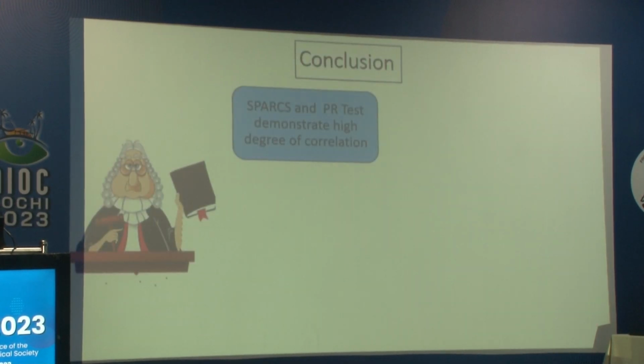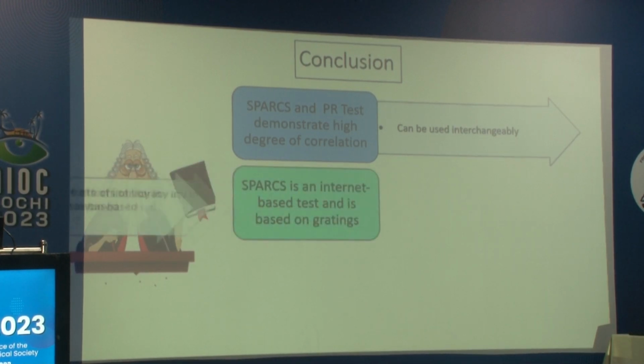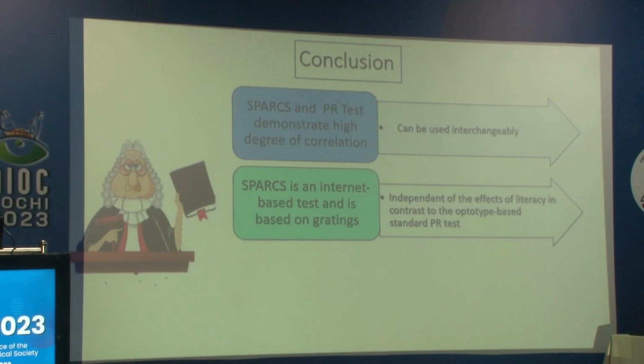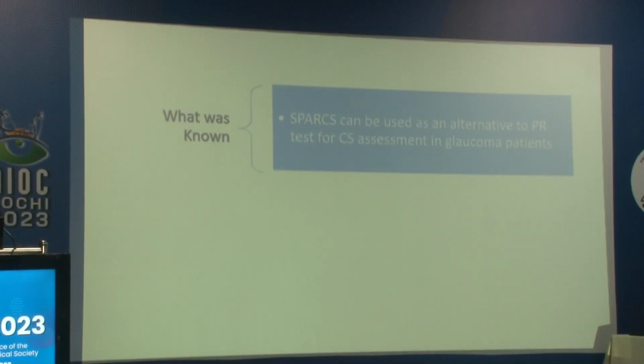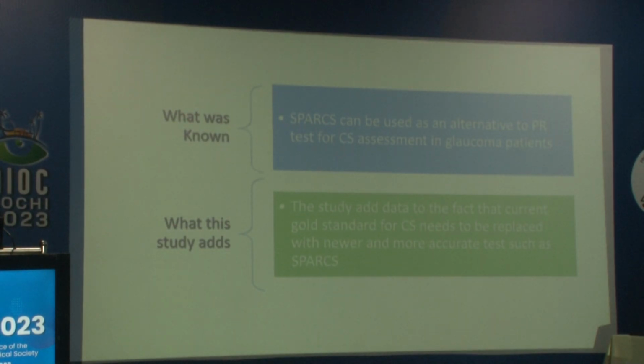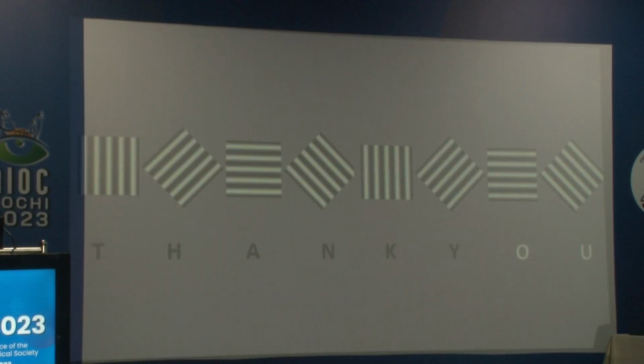So we conclude that Spaeth and Pelli-Robson tests demonstrate a high degree of correlation and can be used interchangeably. Spaeth is independent of the effect of literacy in contrast to the optotype-based Pelli-Robson chart, and Spaeth measures both central and peripheral contrast sensitivity, which is better for glaucoma patients with peripheral visual field loss. So this was already known, that Spaeth can be used as an alternative to the Pelli-Robson test. This study adds that the current gold standard of contrast sensitivity needs to be replaced with a new and more accurate test like Spaeth. Thank you.